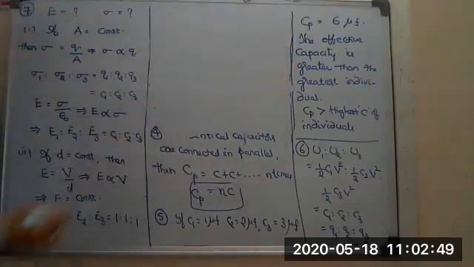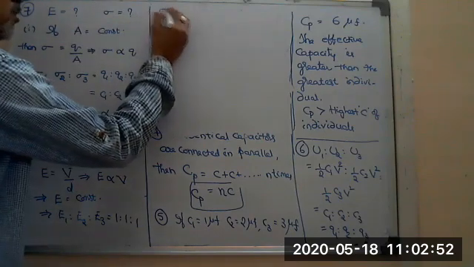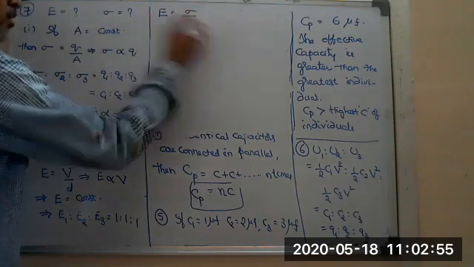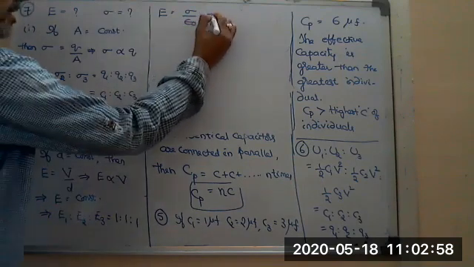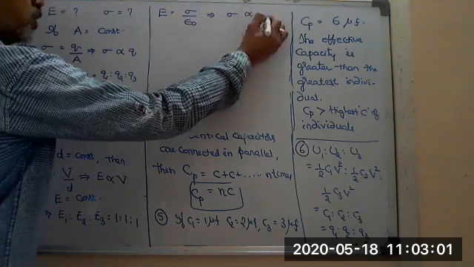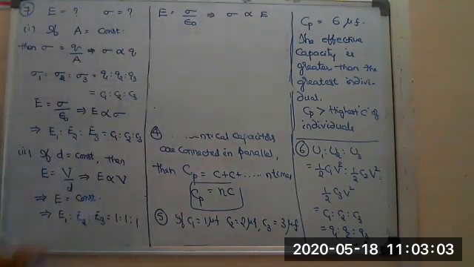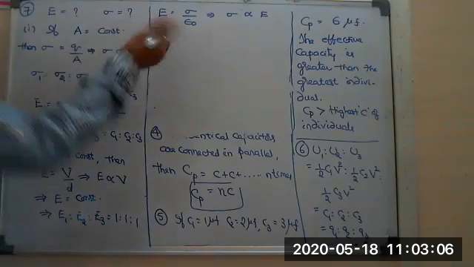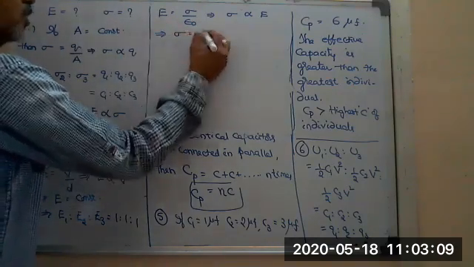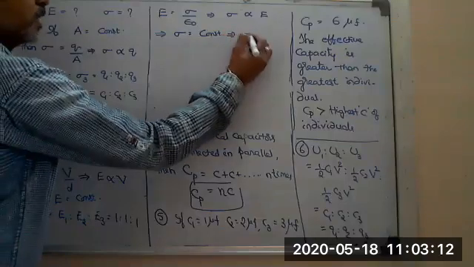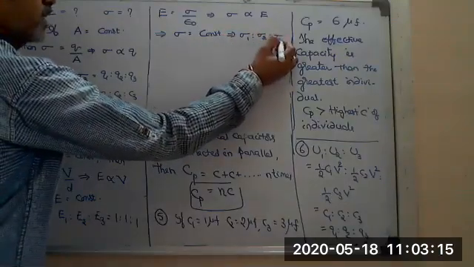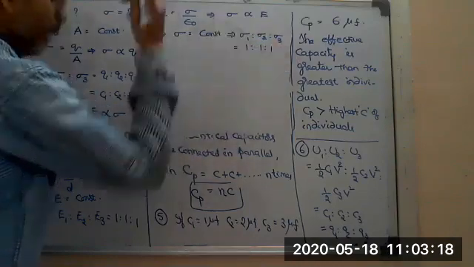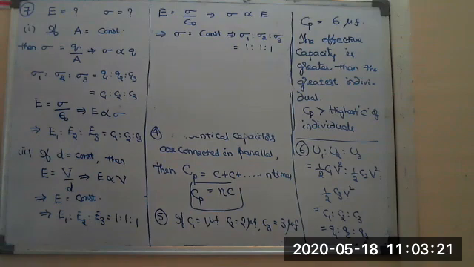If I take again the formula, E is equal to sigma by epsilon naught. I am not changing epsilon. That implies sigma is directly proportional to E from this formula. If E is a constant, that implies sigma is also a constant. So you are getting again the ratio sigma 1 is to sigma 2 is to sigma 3 equals 1 is to 1 is to 1. This is the story about the ratio of electric field intensity and the surface charge density.